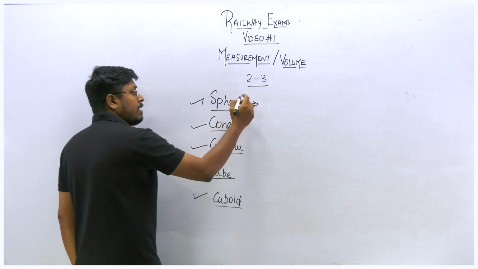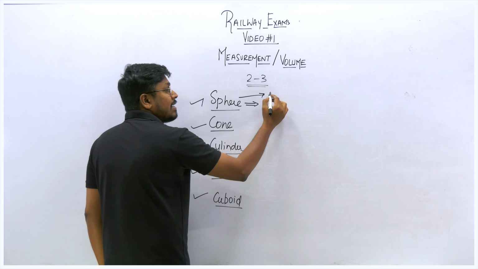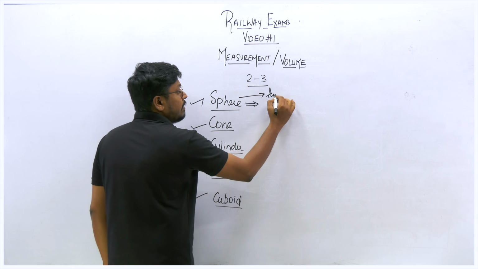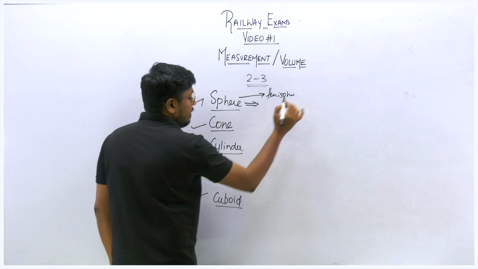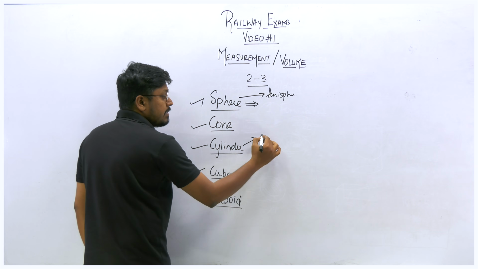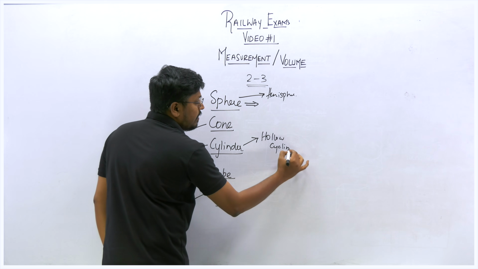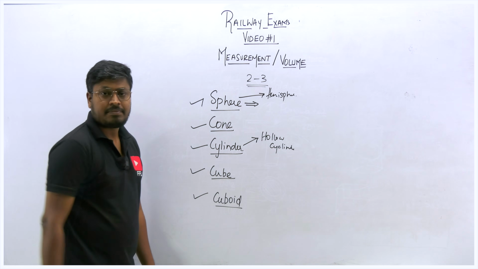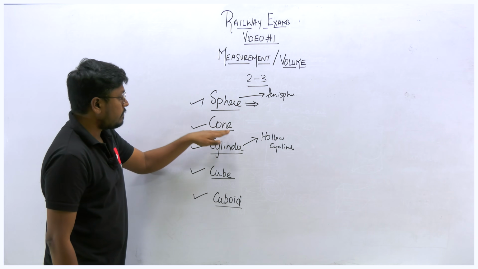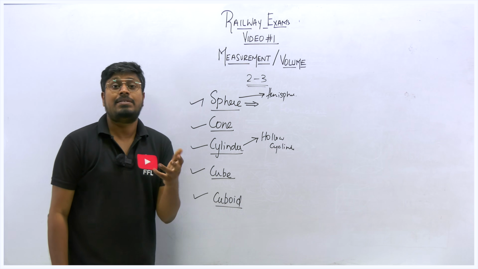Right? When you take a sphere, there are two major categories. One is a normal sphere, and the second is the hemisphere. Similarly, when you take a cylinder, there is a normal cylinder and a hollow cylinder. So inside each and every shape, there are two categories. When you take a cone, there is a normal cone and a frustum of a cone, right?